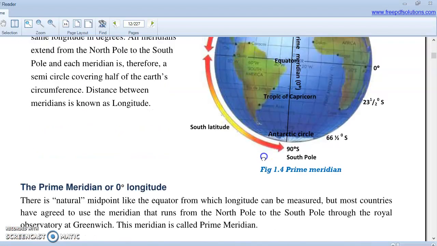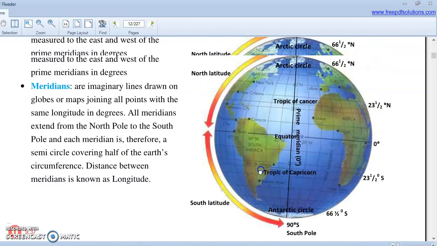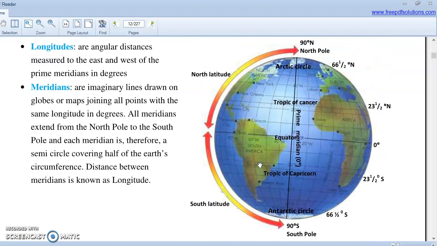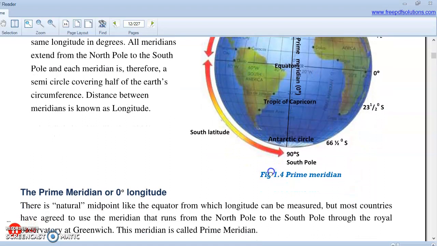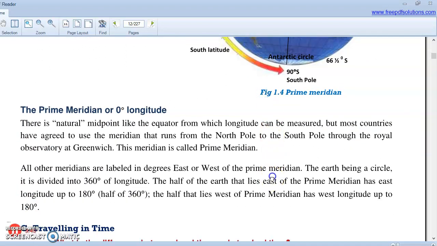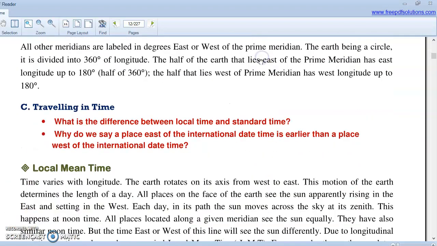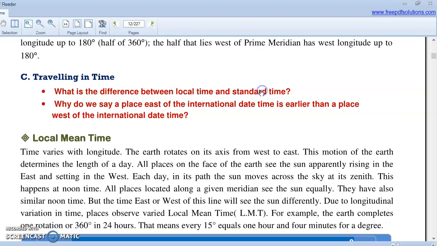So if anything isn't clear, like I said, you can comment down below, but I really hope it is clear. Now, our last lesson for the day is going to be called local mean time. The time varies with longitude. The Earth rotates on its axis from west to east. So the Earth's rotation is from west to east.